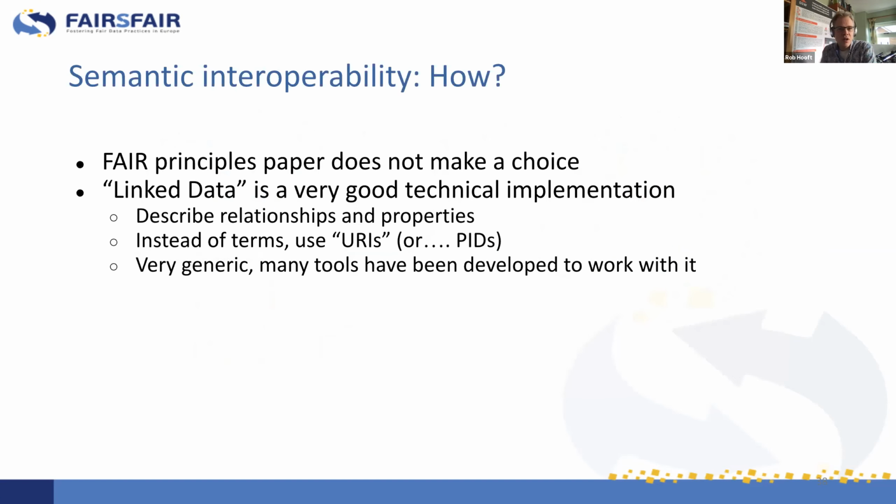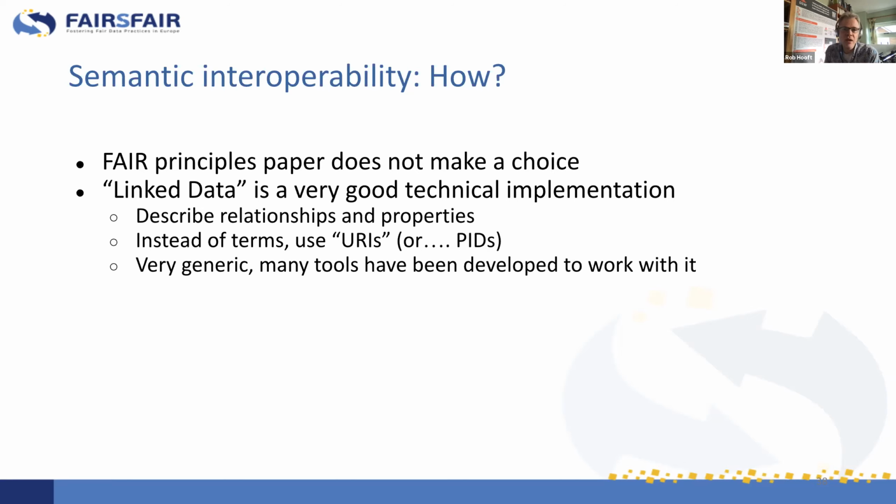So that was the definition of the problem of semantic interoperability. And then the next question is, how do we actually go and solve that? The FAIR principles are only principles. They don't actually point at solutions. But in fact, the people that have written those FAIR principles, they did see the example of linked data. Linked data and its standards are very good technical implementation of semantic interoperability.